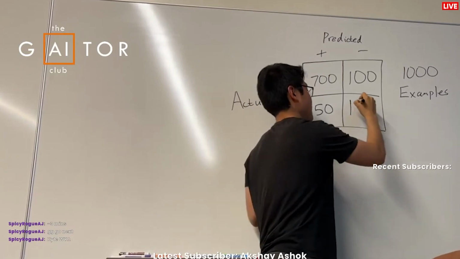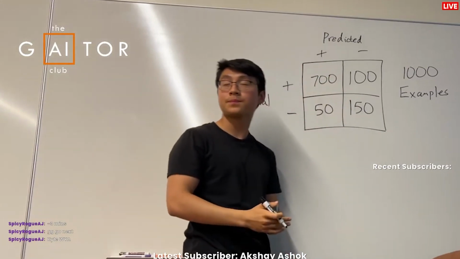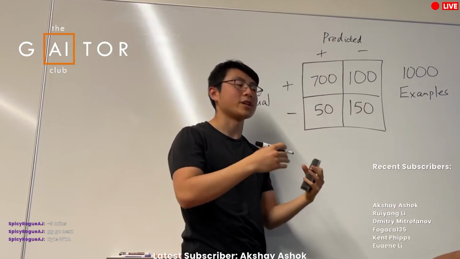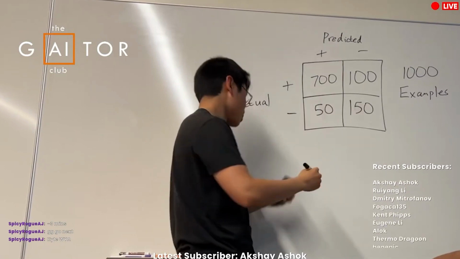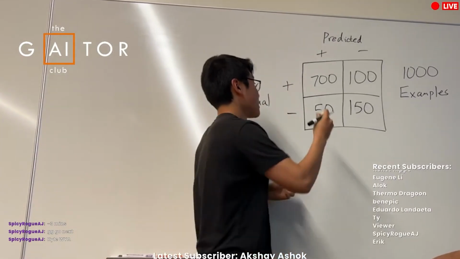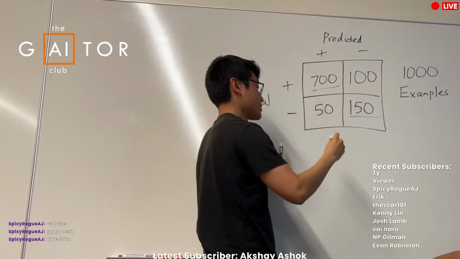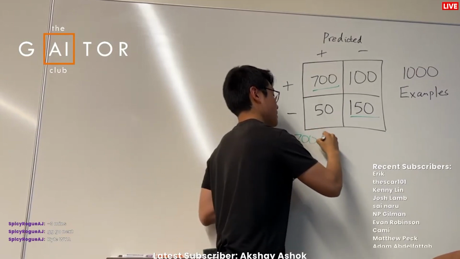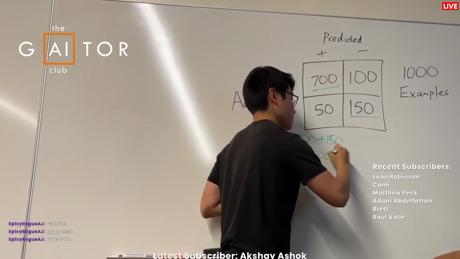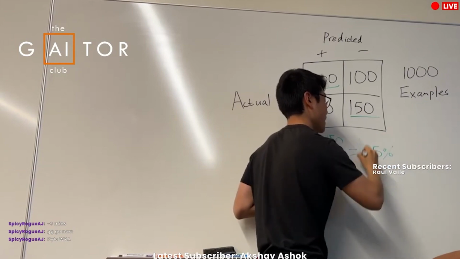Okay, so there's a variety of different metrics you can use. Does anyone know what the accuracy of this model is? The accuracy is the ratio that it got correct. So which ones are correct? 850 of 1,000. Yeah, exactly. So the correct ones are here and here. Add up the correct values and divide by the total count. So this is 700 plus 150 over 1,000, which is 85%. So this is the accuracy.